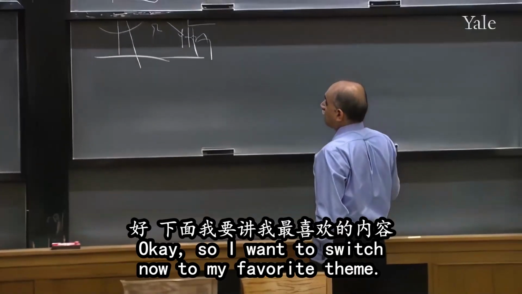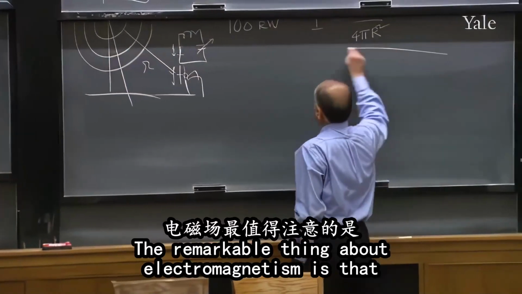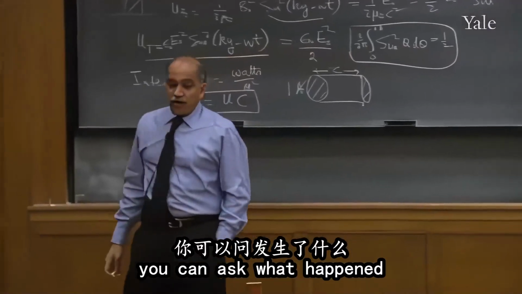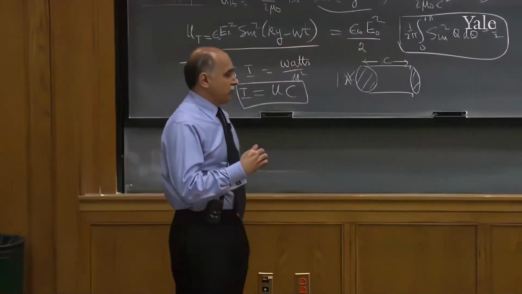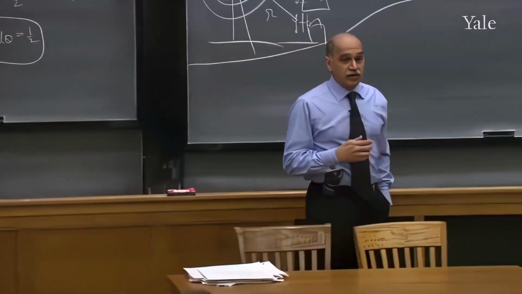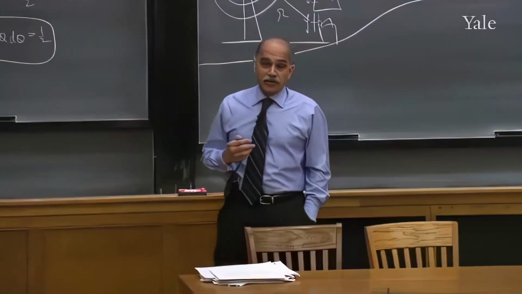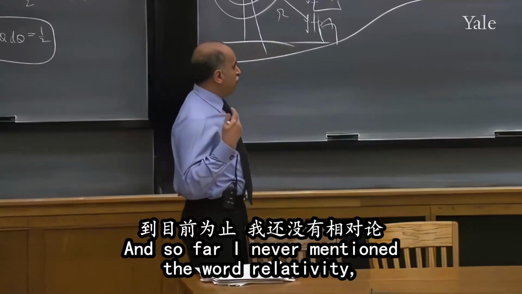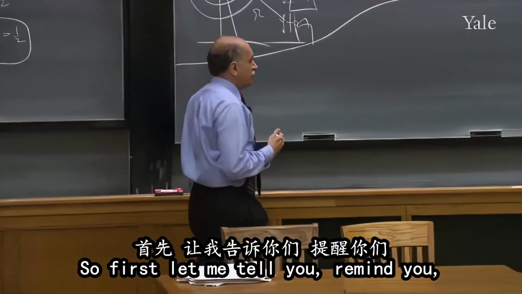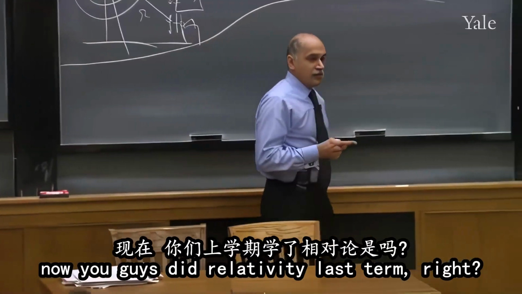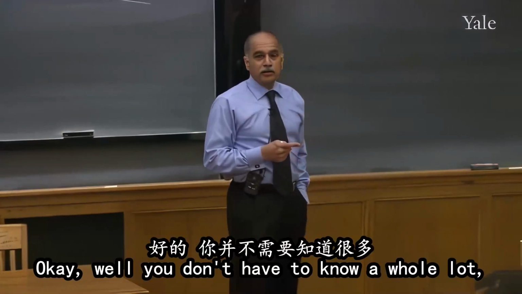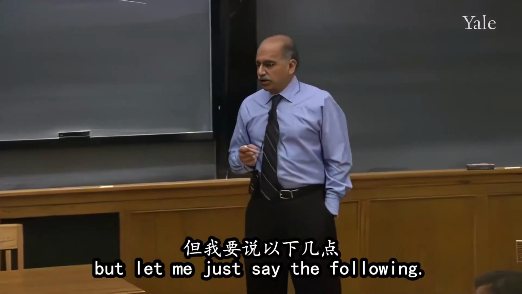Okay, so I want to switch now to my favorite theme. The remarkable thing about electromagnetism is that you can ask what happened when physics went through the Einstein revolution with special relativity. We know everything changed after Einstein, and all the Newtonian mechanics had to be modified. And so far, I never mentioned the word relativity, so you can ask yourself, how are these modified by Einstein's work? So first, let me remind you, now you guys did relativity last term, right? Has anybody never seen it before? Okay, well, you don't have to know a whole lot, but let me just say the following.